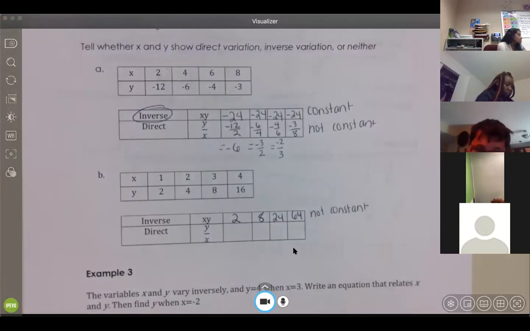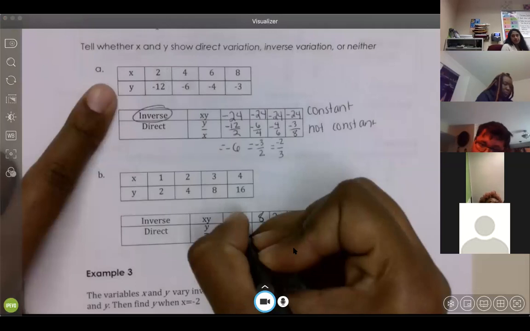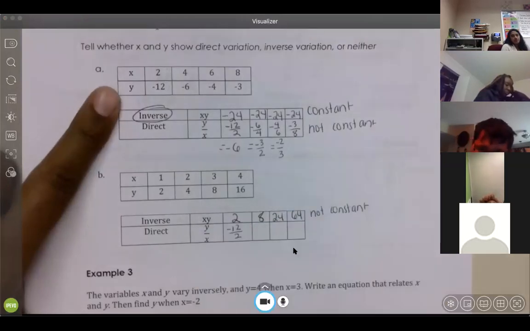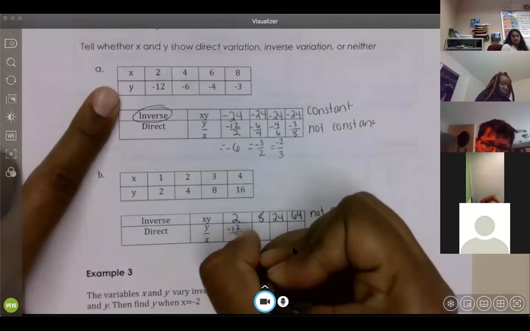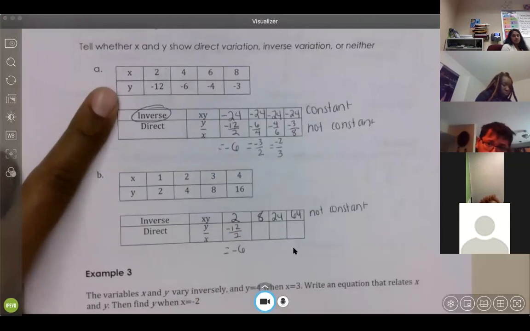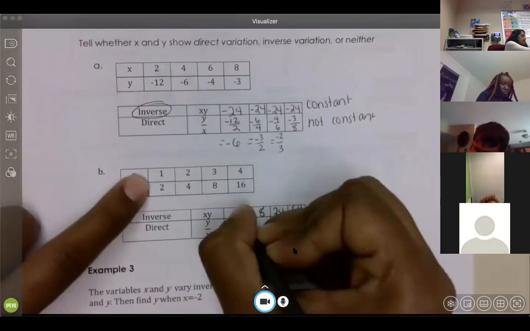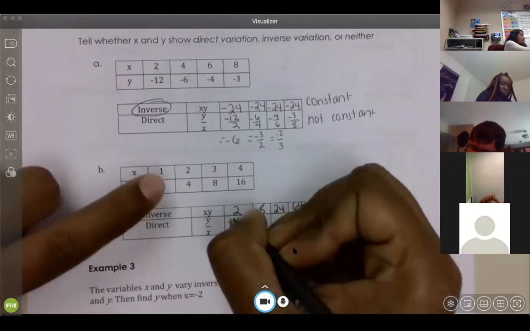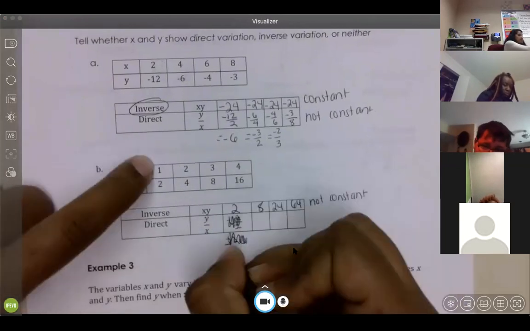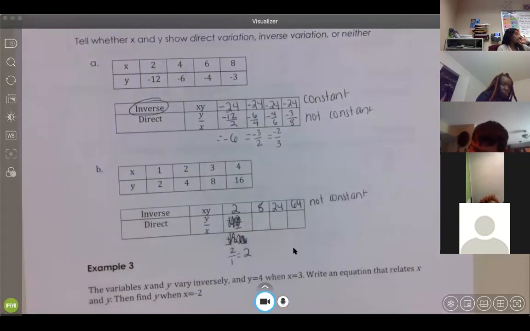Now let's check direct. For direct, we want to divide y divided by x. So you've got negative 12 divided by 2. Make sure you reduce it. So negative 12 divided by 2 is negative 6. Oh, you guys, I'm sorry. I was looking at the wrong table. Please excuse me. Cross that out. We're looking at this table over here. We have to do 2 divided by 1. My bad, which is 2. Sorry about that. I had a momentary brain fart.